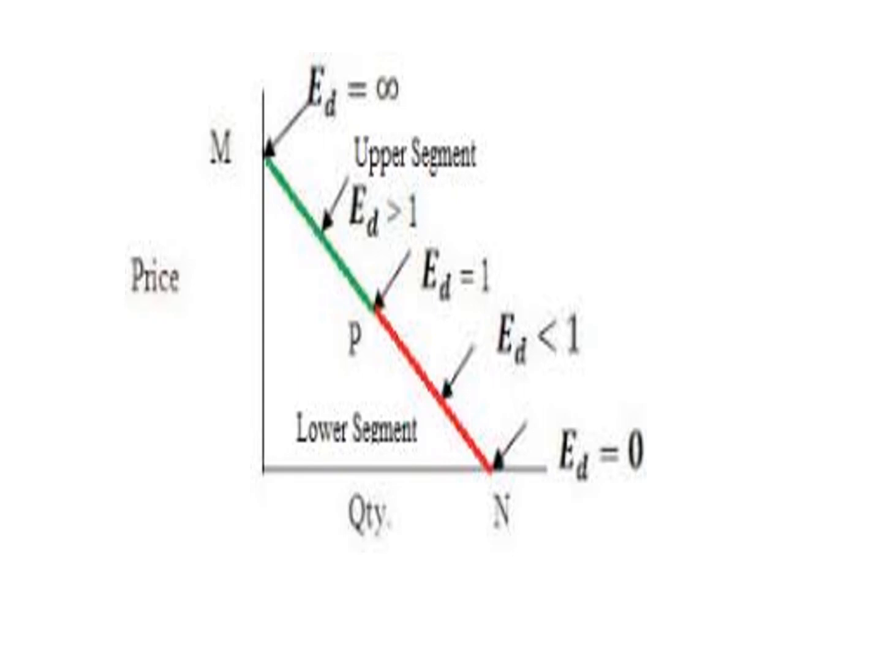At the point where a linear demand curve intersects the y-axis, that is point M, the point elasticity is infinite, while at the point where the demand curve intersects the x-axis, that is point N, the point elasticity is 0. This is the explanation for this demand curve.